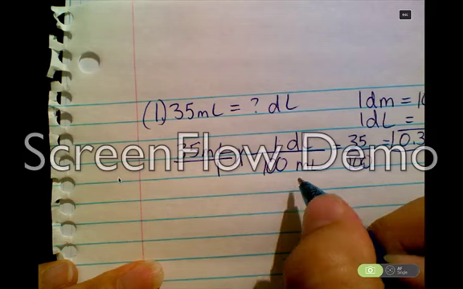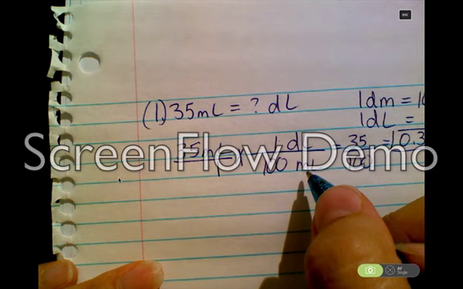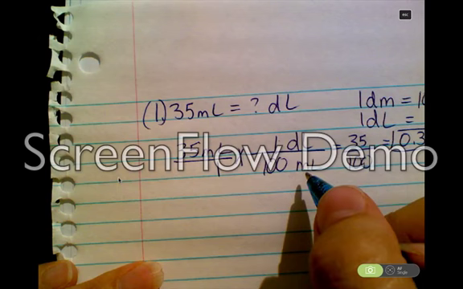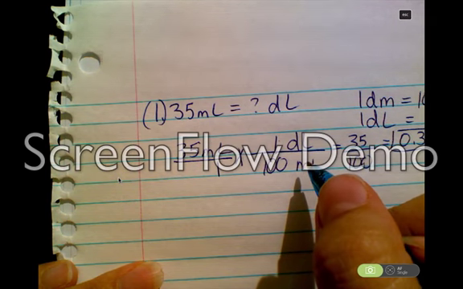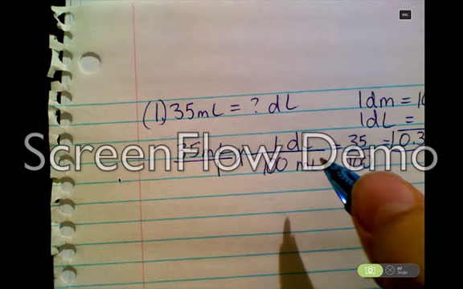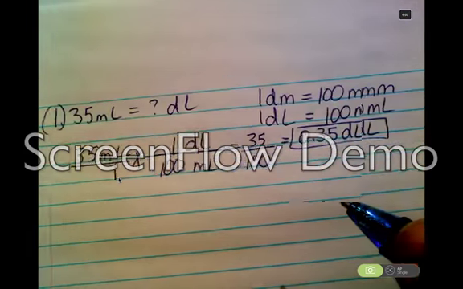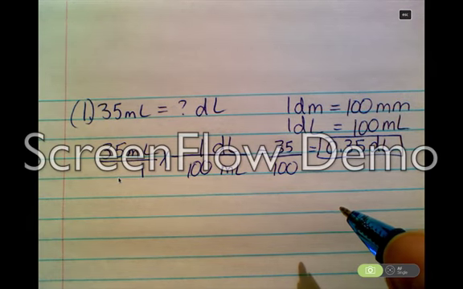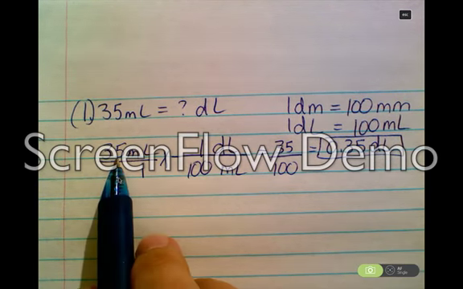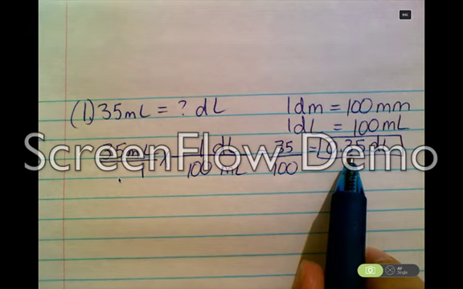And this is a metric to metric prefix conversion, just converting between metric prefixes. So I'm not introducing any new uncertainty into the problem, and therefore I haven't introduced any need to do anything different with my significant figures. I have 2 sig figs in my given, and I still have 2 sig figs in my answer.